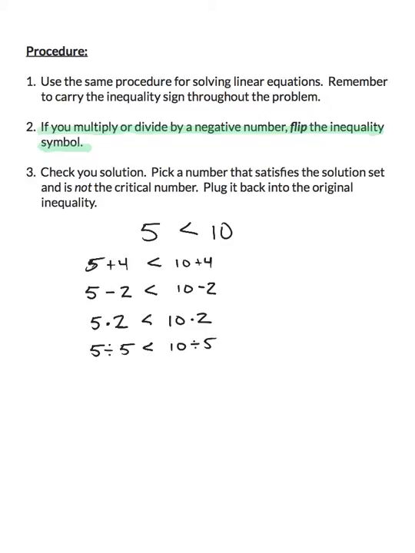But what happens if we bring in negatives? What if I multiply 5 times negative 2 and 10 times negative 2? Well, we get negative 10 and negative 20. Is negative 10 less than negative 20? No, it's not. We need to flip our inequality. And basically the reason is because we have flipped the whole thing. So whatever was on the right is now going to be on the left. Whatever was on the left is now going to be on the right.